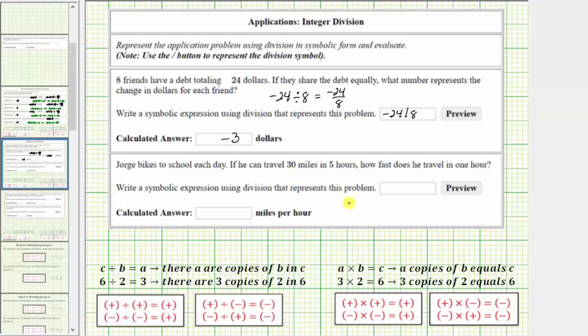So the quotient is 30 miles divided by 5 hours, or just 30 divided by 5 written in fraction form, or 30 / 5, which is equal to 6. The symbolic expression is 30 / 5, and again the dividend and divisor could be in parentheses and it would not affect the result. And the calculated answer is 6, which is 6 miles per hour. Let's look at 2 more examples.